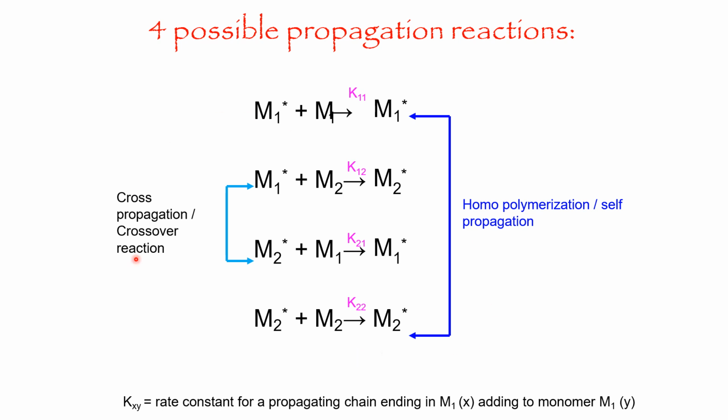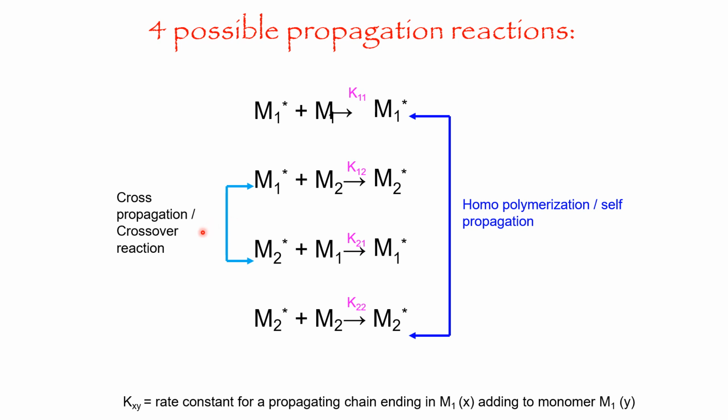These constants help determine the preference for homopolymerization or cross propagation. Either it will react with its same kind, so M1 reacts with M1, and you will get a propagation with the radical at the M1. This is homopolymerization basically. Even M2 will tend to react with its own kind, another M2. So we have K22. This is what we call homopolymerization or self-propagation.